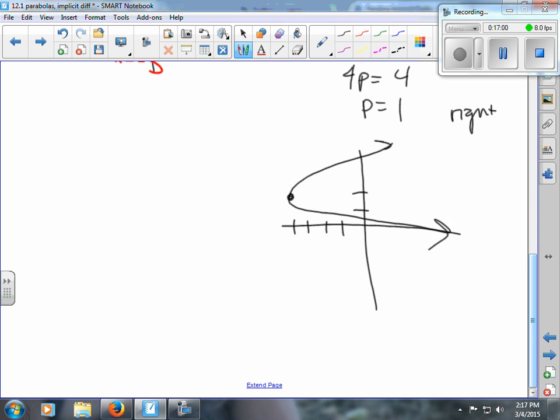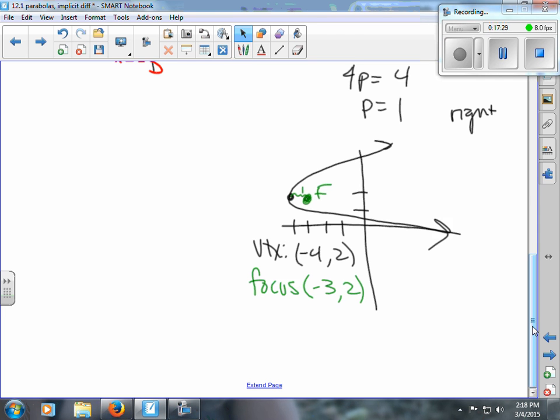P is 1, so I need to go right 1. I need to put my focus, which is always inside the parabola, at a distance of 1 away from the vertex. So if the vertex was negative 4, 2, then my focus is going to have an x coordinate of just negative 3, but that same height y coordinate.